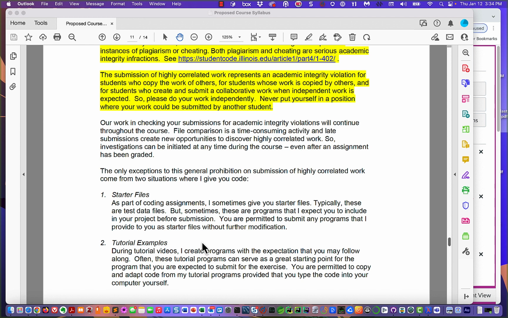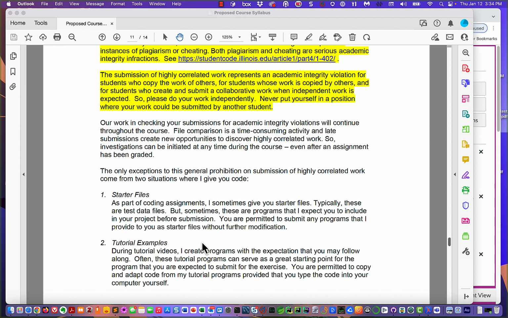I don't want anybody to copy anybody else's work, and that includes people in the class, people in other classes, people in past classes, and solutions created by AI engines like ChatGPT. I'm going to be looking for people who are copying stuff, and that's going to be a problem for the copyee and the copier.